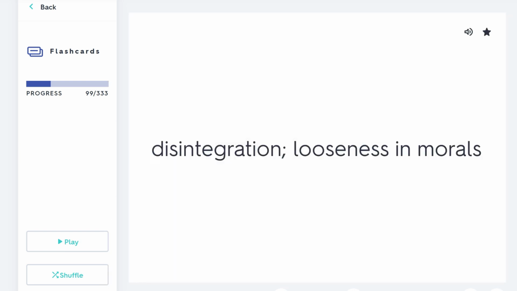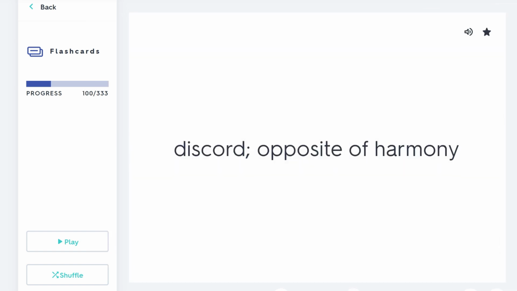Dissolution. The disintegration, looseness in morals. The dissolution of the monasteries, back in the 1500s, I think, by Henry VIII, was when he disintegrated all of them, brought them down. Or his behaviour reveals his fundamental dissolution. He's lacking in morals. Dissolution. Dissonance. Discord, opposite of harmony. A cacophonous orchestra demonstrates significant dissonance. There's no resonance, there's no harmony, just pure dissonance, discord, a lack of harmony. Dissonance.